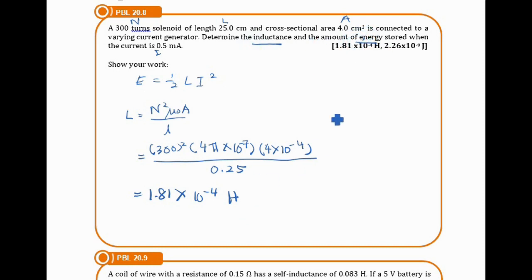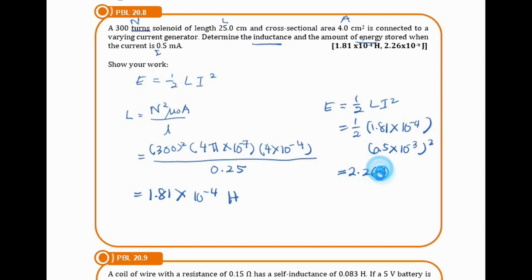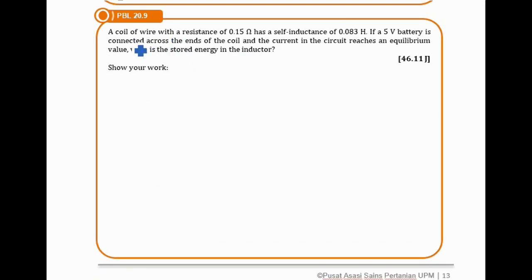Okay, so we got the inductance, now calculate the energy. Energy equals half L I squared. Half L is 1.81 times 10 negative 4, multiplied by I squared. I is 0.5 milli, times 10 negative 3, squared. So the energy is 2.26 times 10 negative 9. What is the unit of energy? Joule.